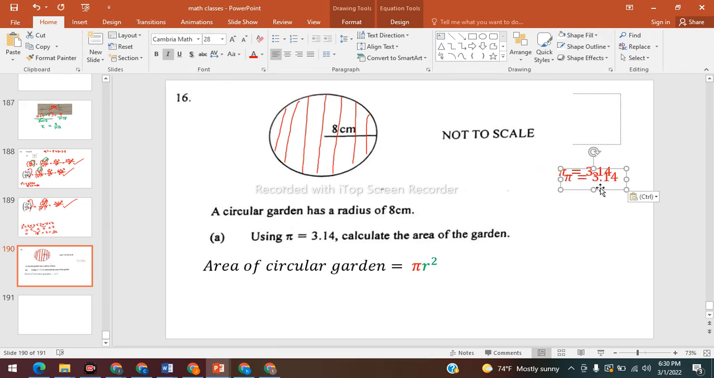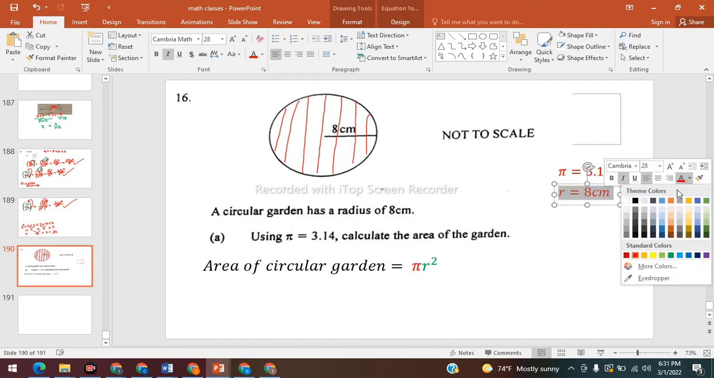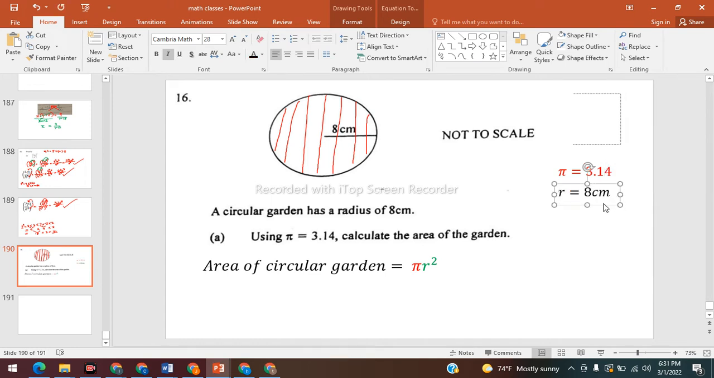That's solid. Next thing we know is that r equals, what is r? The radius, 8 centimeters. If the radius is 8 centimeters, let's put this in block. What would r squared be? 8 times 8. Very good. Y'all on a roll tonight.